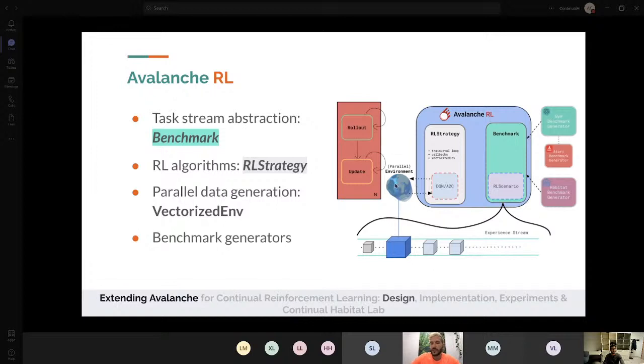We also implemented a way to generate this data in a parallel fashion, and we call that component vectorized environment. This is a sort of tribute to the inspiration from Stable Baselines 3, which has something similar, but based on Python multiprocessing, while instead we, as a backend, as a parallel and distributed computing library, chose Ray instead of multiprocessing. And then we also have benchmark generators, which allow you to easily create a benchmark.